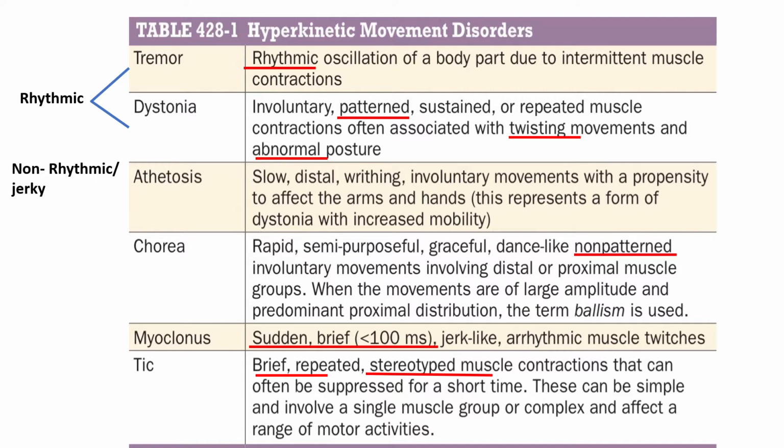Athetosis, on the other hand, is slow, distal, writhing, involuntary movements, with a propensity to affect the arms and the hands. The non-rhythmic movement disorders include chorea, which is rapid, semi-purposeful, graceful, dance-like, non-patterned involuntary movements involving distal or proximal muscles. When the movements are of large amplitude and predominantly proximal distribution is there, the term ballismus is used. Myoclonus, on the other hand, is sudden, brief, jerk-like muscle twitches, while tics are brief, repeated, stereotyped muscle contractions that can often be suppressed for a short time.